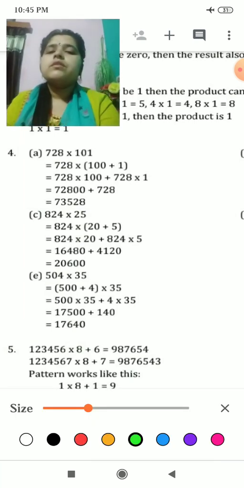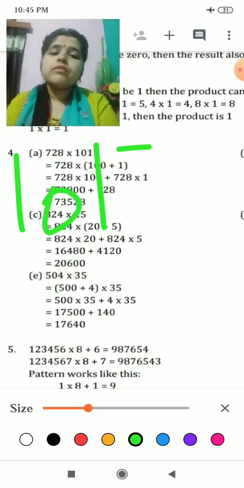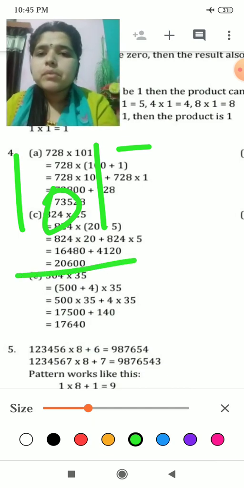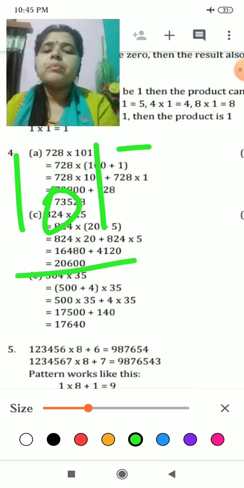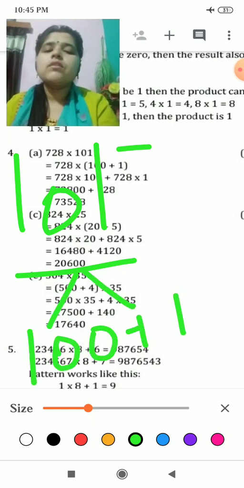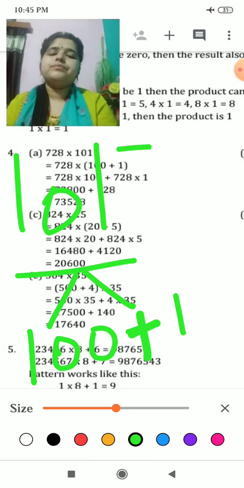728 multiplied by 101. So I have already told you, the number which is written behind, that number only you have to break. How will you break this number? You will break it as 100 plus 1. So when you do 100 plus 1, you will get 101.